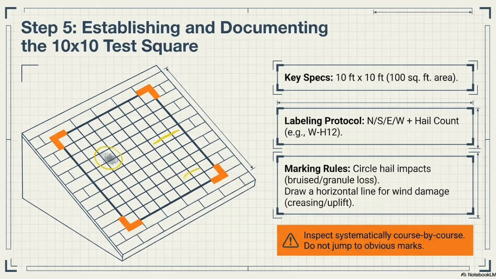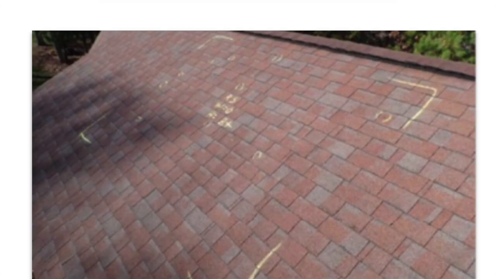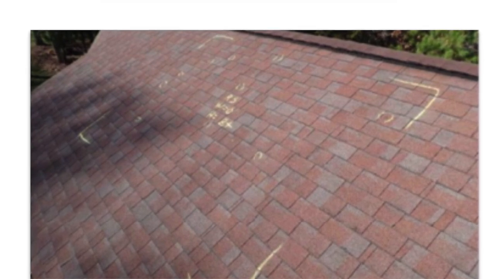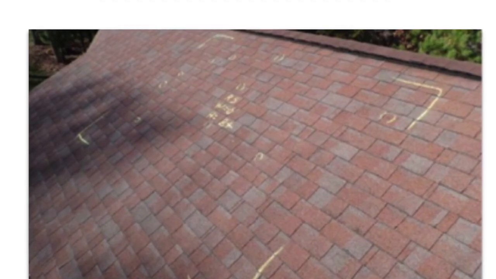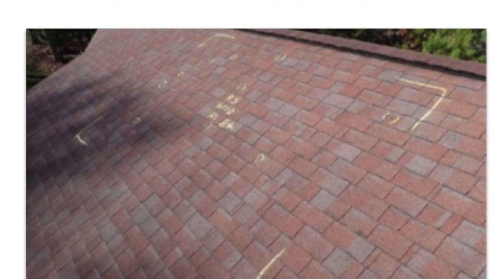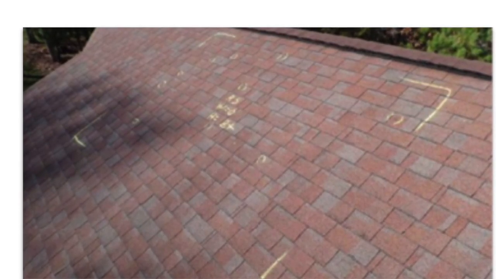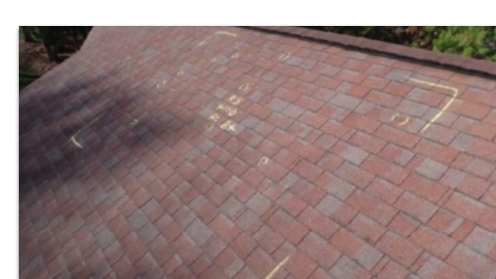Right, keep it typical. You take out a tape measure and you map out exactly 100 square feet, 10 feet by 10 feet. And you mark the corners. Often, engineers use physical L brackets placed at the four corners of the square so the boundary is undeniably visible in photographs. Then you must label it. The framework says you write down the compass direction, north, south, east, or west slope, and then you write an H followed by a number, like H12.